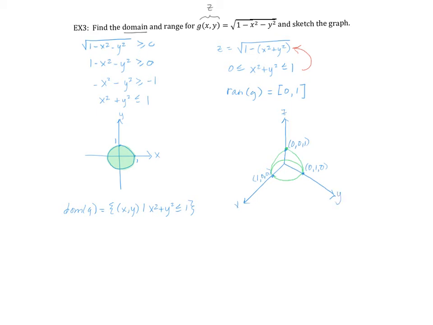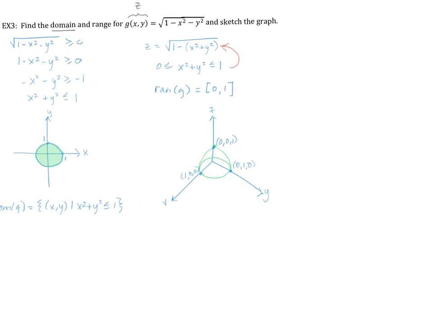Okay, so since my sketches are pretty horrible, what I'm going to do is describe this as the upper half of a sphere centered at 0, 0, 0, at the origin, of radius 1. That's important.